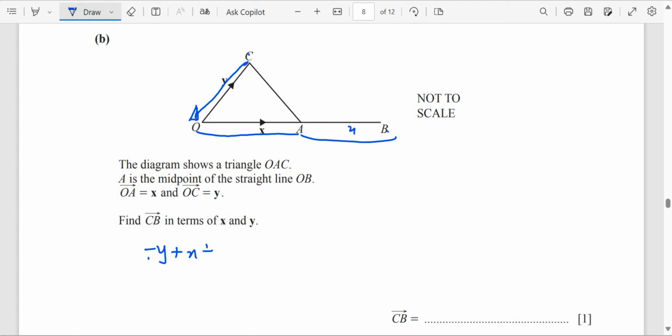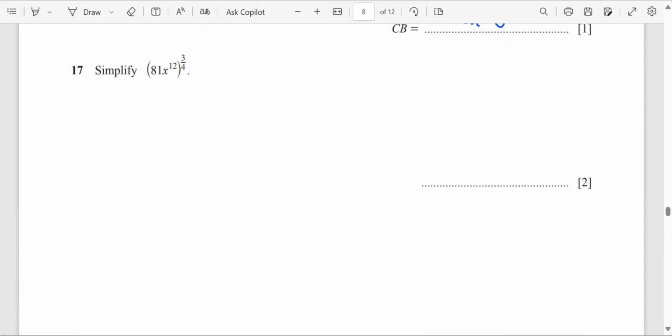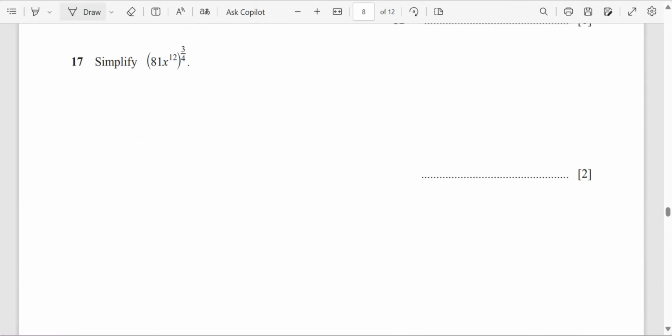Why is A to B x? Because we're told that A is the midpoint of OB. So that means if this is x, this will also be x. So that would give us 2x minus y. So that's 2x minus y. Question 17. Simplify this.